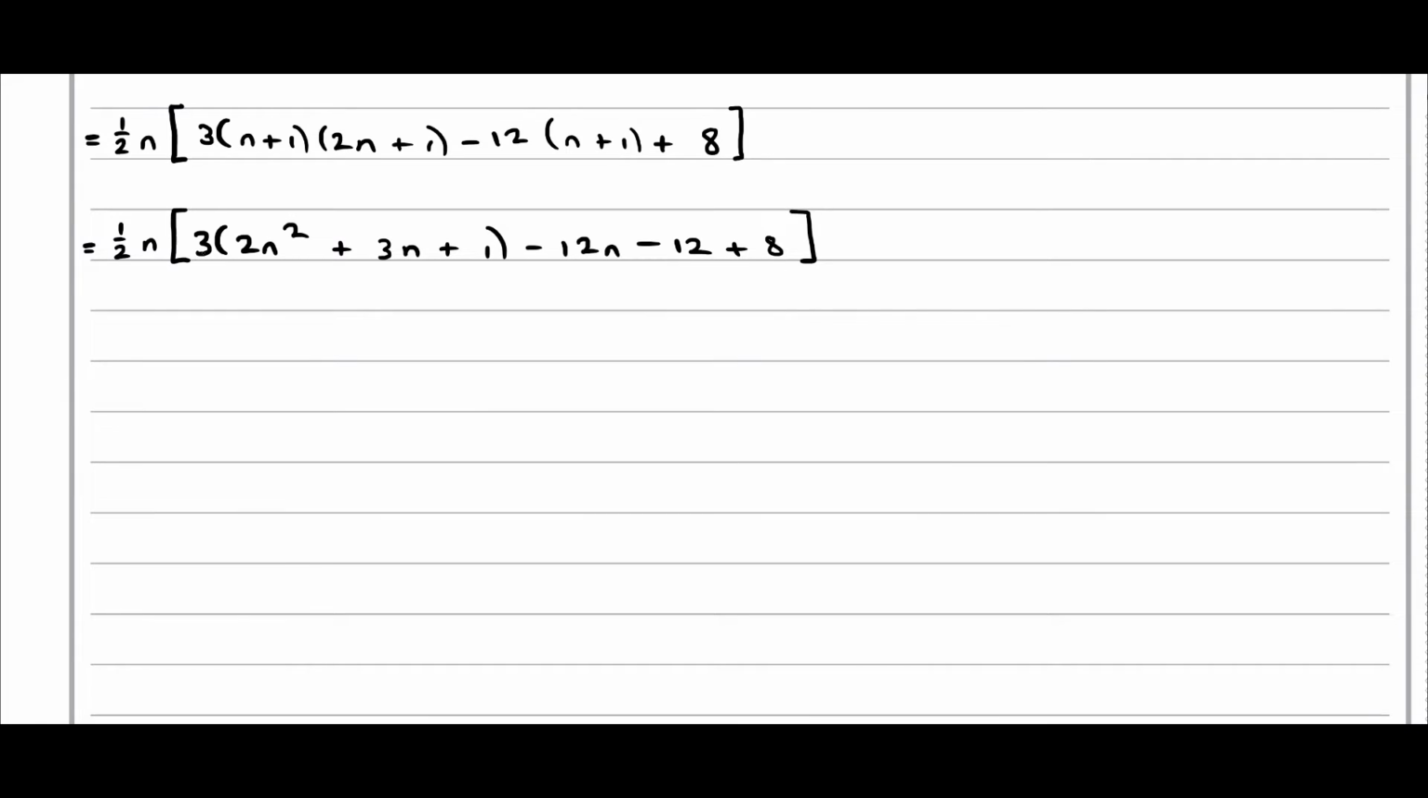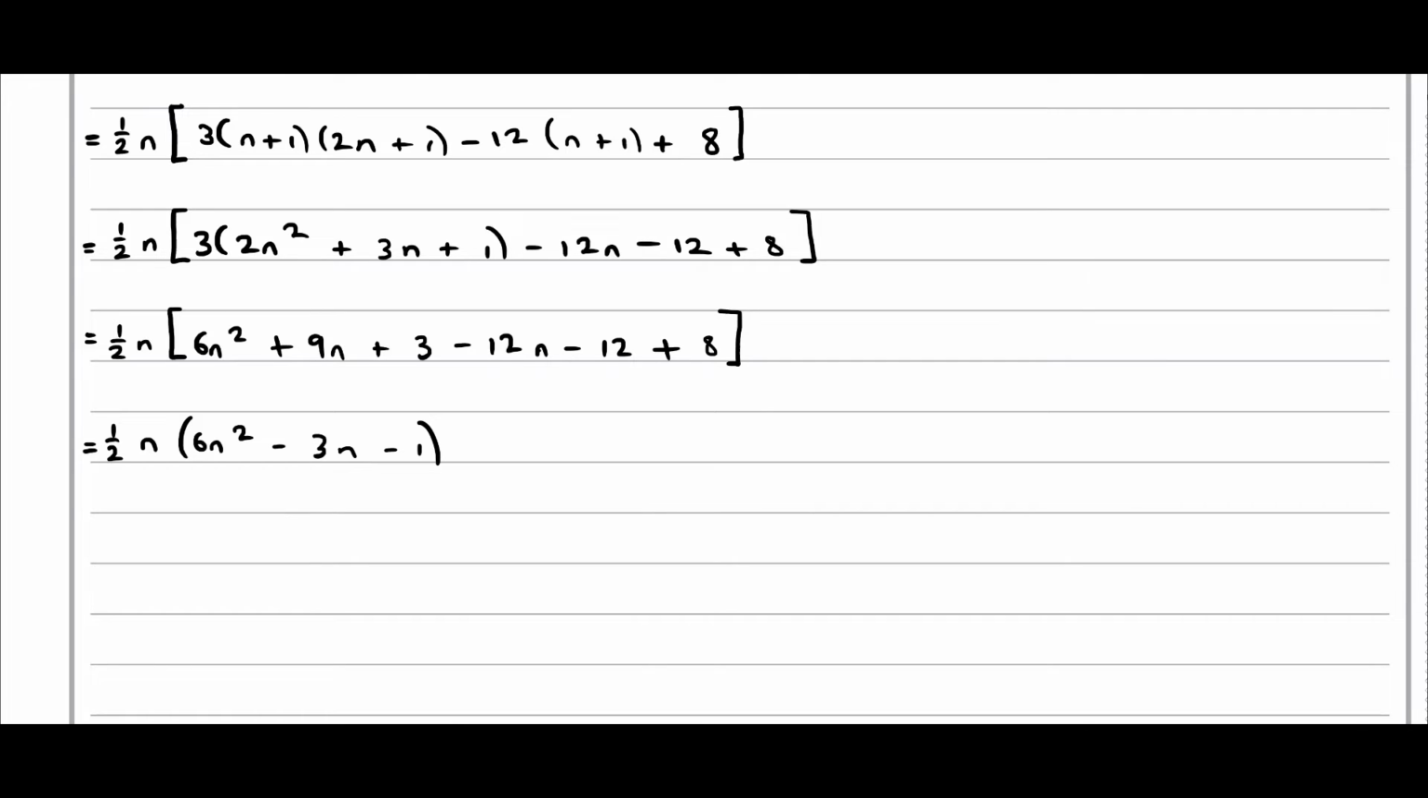And if we multiply the 3 into this bracket, we have a half n lots of 6n squared plus 9n plus 3 minus 12n minus 12 plus 8, which of course simplifies to a half n lots of (6n squared minus 3n minus 1).